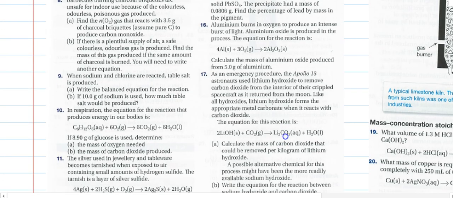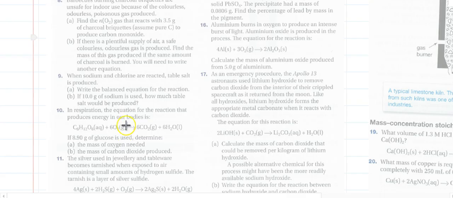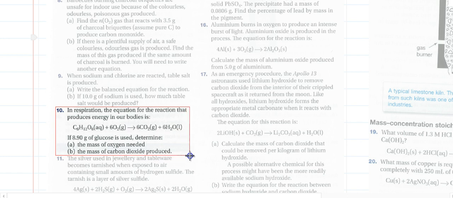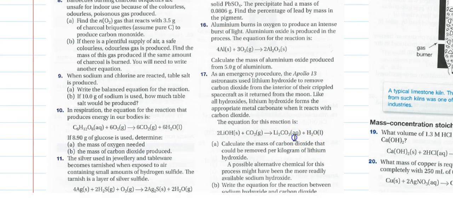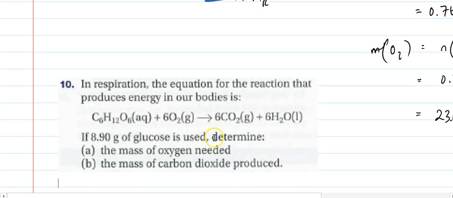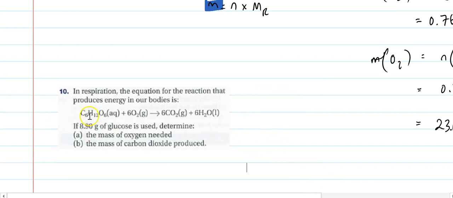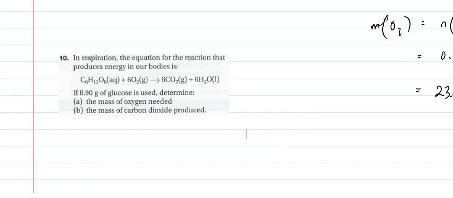So let's pick another one. Let's pick something with big numbers. So here we have cellular respiration. We break down a glucose with oxygen to produce carbon dioxide and water. Fantastic reaction. And okay, so glucose, C6H12O6. Now we have 8.9 grams of glucose, and we need to determine the mass of oxygen needed to react with that amount of glucose.